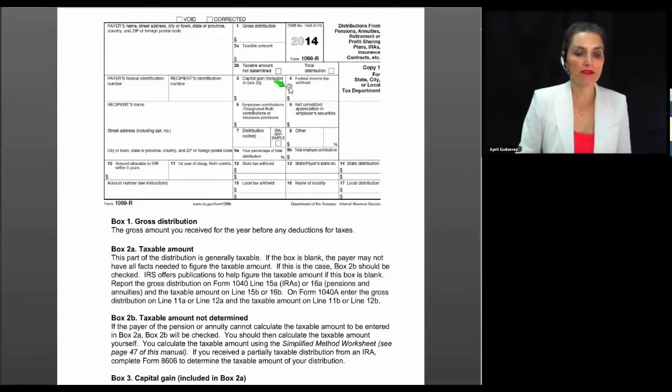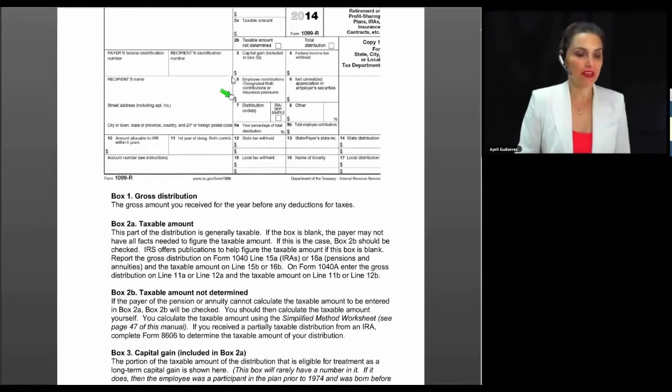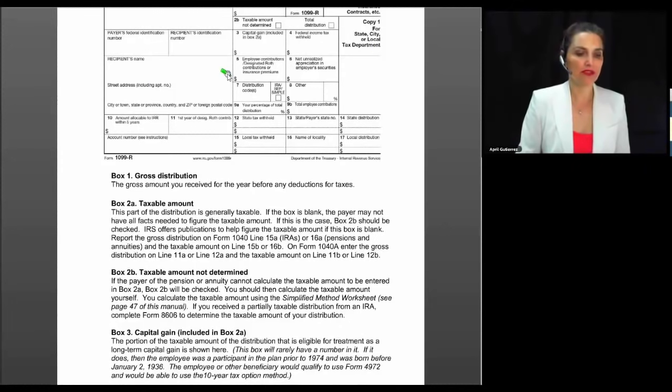Box 4, federal tax withheld. This is a rather important box, just as with a W-2. Federal tax withholding is the difference between owing or having a refund. And what do you do when a client has had too much or too little tax withheld? Presumably they've had some, but I see certain situations quite often where tax clients don't have anything held out at all. We then have Box 5, employee contributions to designated Roth accounts or to insurance premium type accounts. And Box 6, net unrealized appreciation in employer securities.